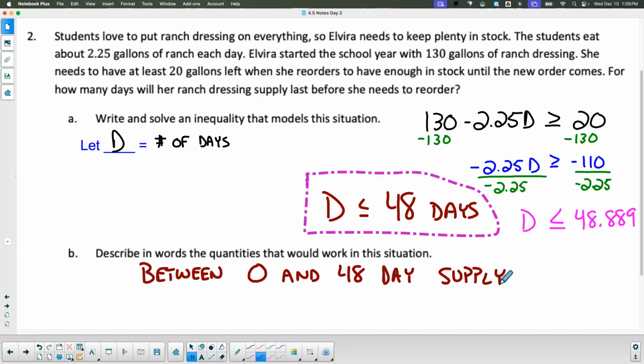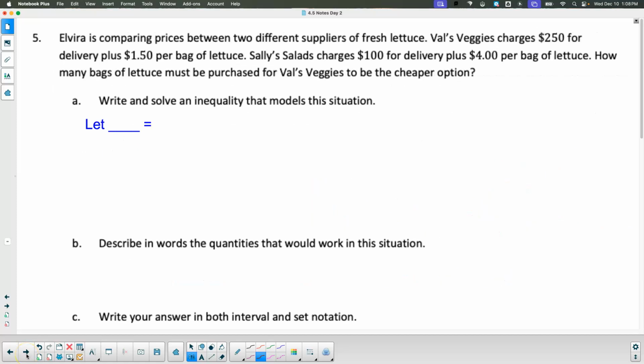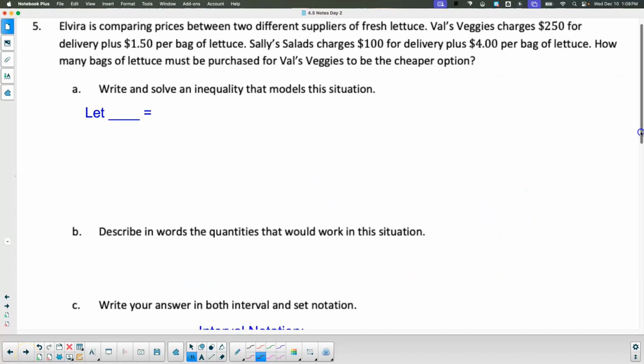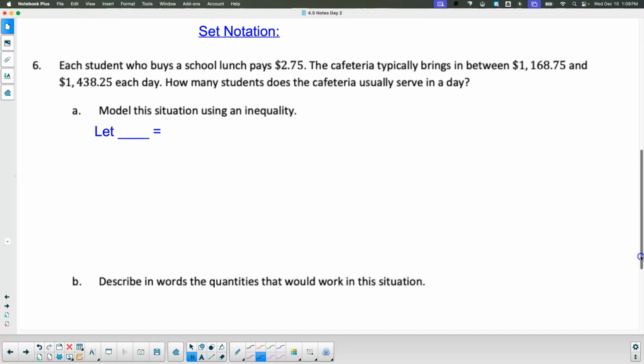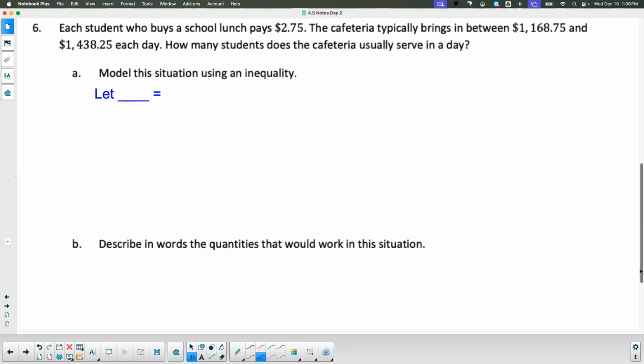Okay. Let's jump to number 6. Number 7. Each student who buys a school lunch pays $2.75. The cafeteria typically brings in between $1,168.75 and $1,438.25 each day. How many students does the cafeteria usually serve in a day?